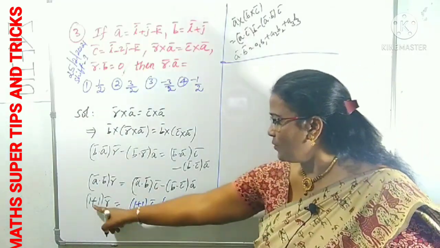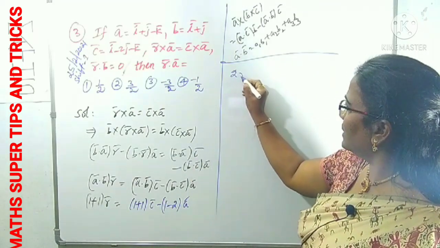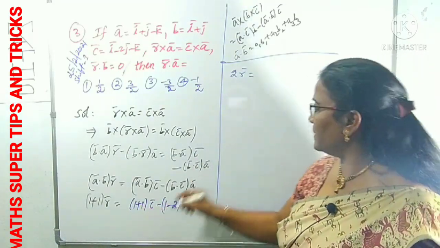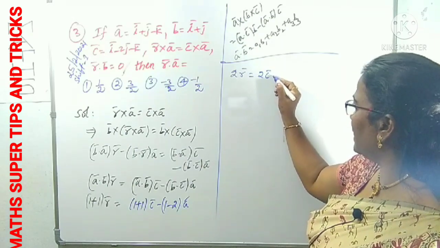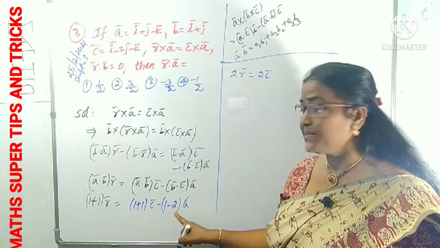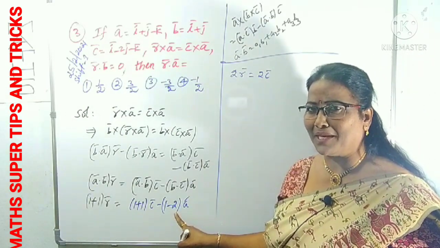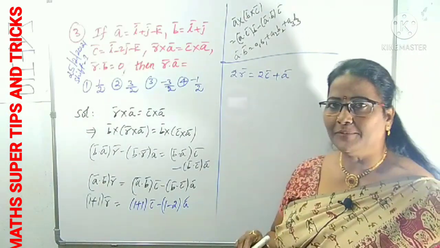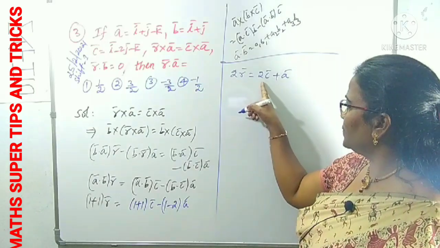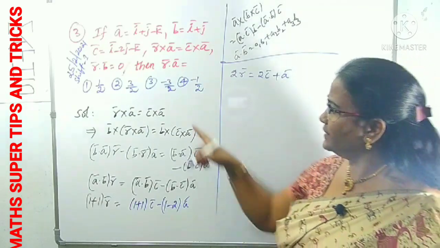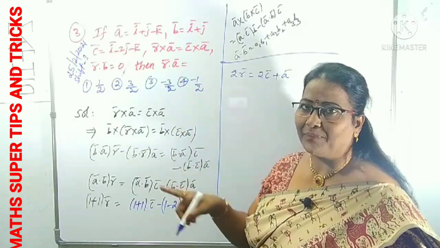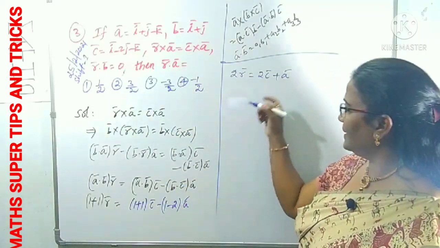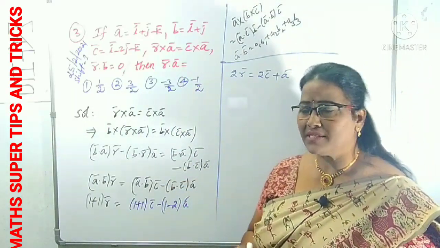Next step, 1 plus 1 is 2 into r bar equals 1 plus 1, 2 c bar, minus. Already here 1 minus 2 is there. 1 minus 2 is how much? Minus 1, so minus 1 times a bar, right? We got 2r equals c plus a bar. Now what do we want? We want r dot a.